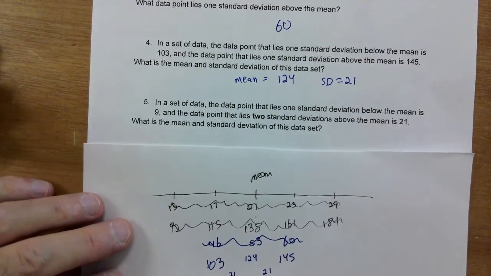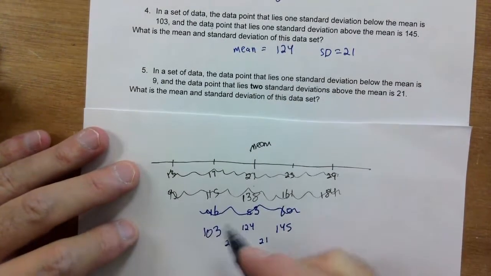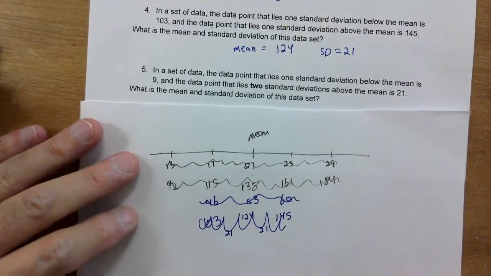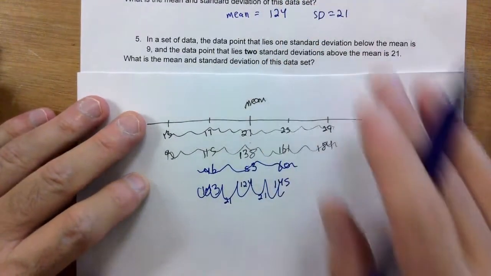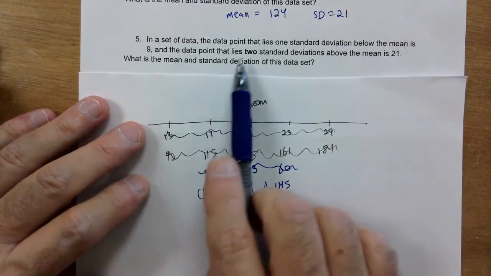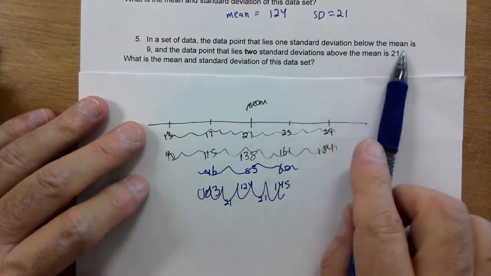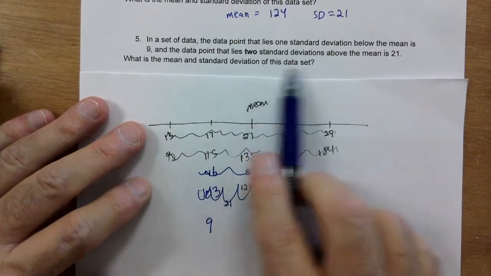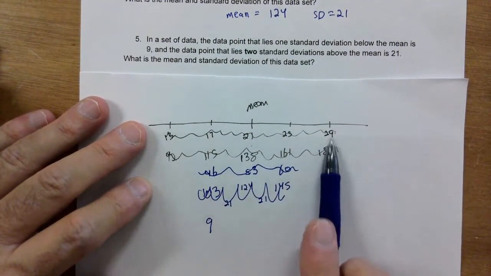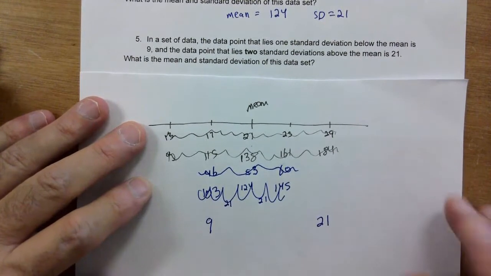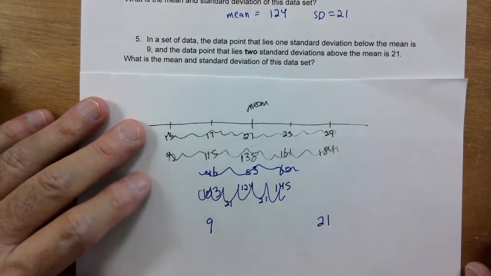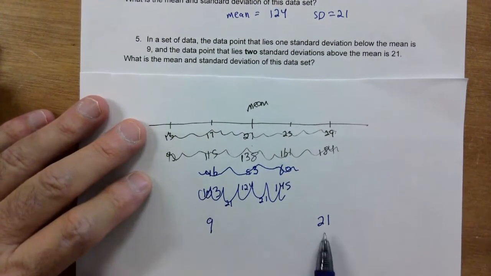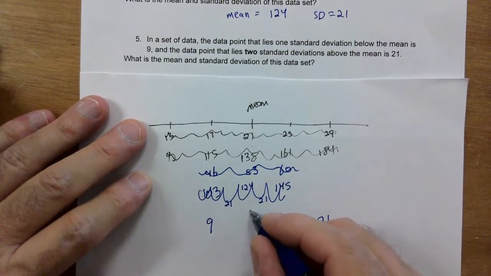Next, set of data. Get rid of this stuff. Hope you can see this. The data point that lies 1 standard deviation below the mean is 9, so 1 below right here is 9. The point that lies 2 above is 21, so up here is 21. What's the mean and standard deviation? Subtract these two numbers, 21 minus 9. That's 12.